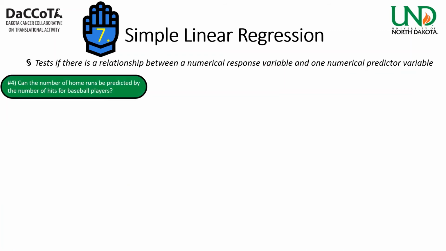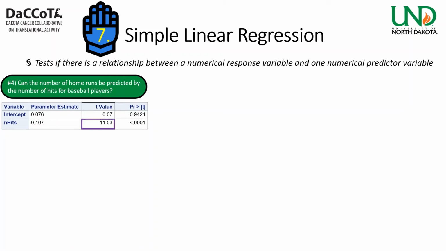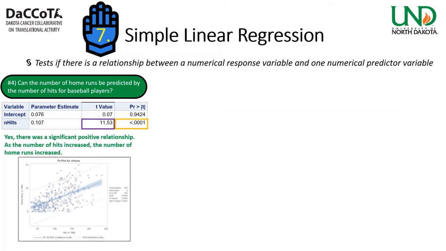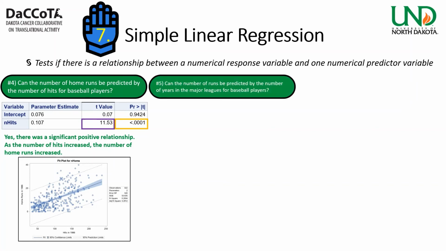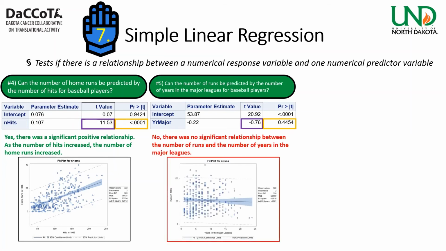All right, let's jump a little bit here to, again, baseball. Number of home runs predicted by the number of hits for a baseball player. That was significant. As the number of hits increased, so did the number of home runs. What about number of years in the major leagues and the number of runs? Oh, nope, that was not significant. We can see here that it's pretty much a flat line. The number of years did not predict number of runs at all.